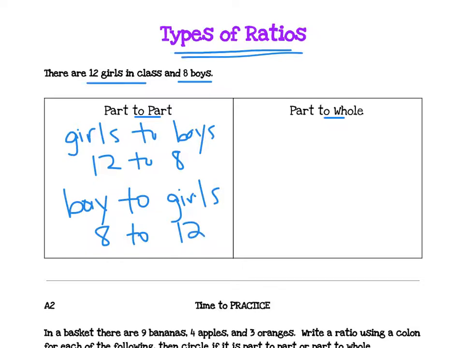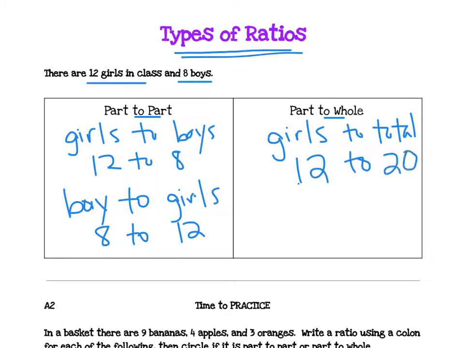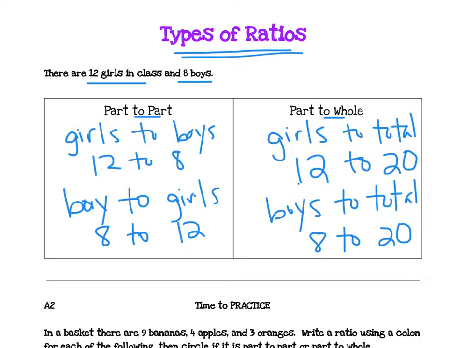Okay, if we want to look at a part to whole ratio, then we could compare the girls to the whole class, or the total number of students. So that would be 12 to 20. Okay, and we could do the same thing for the boys to the total number of students, and that would be 8 to 20. All right, so part to part or part to whole.